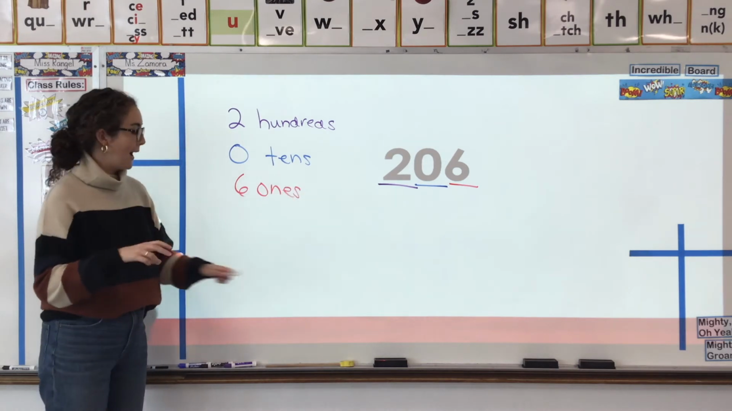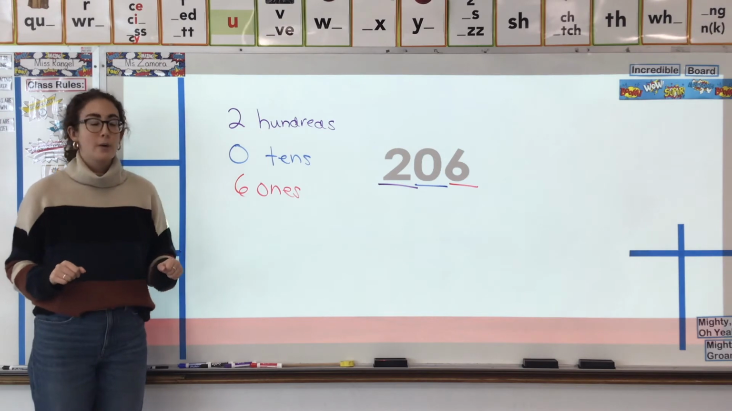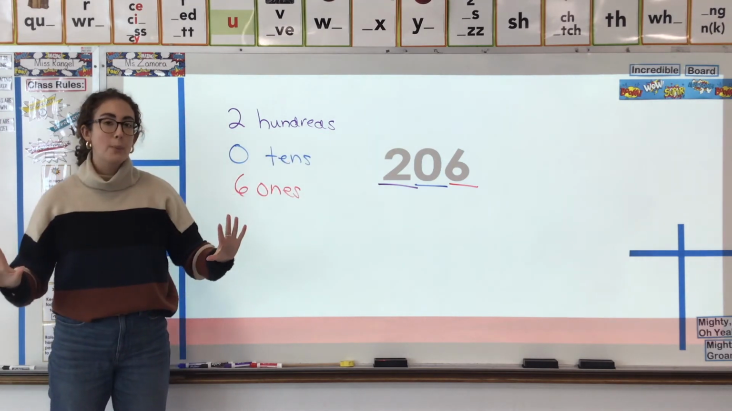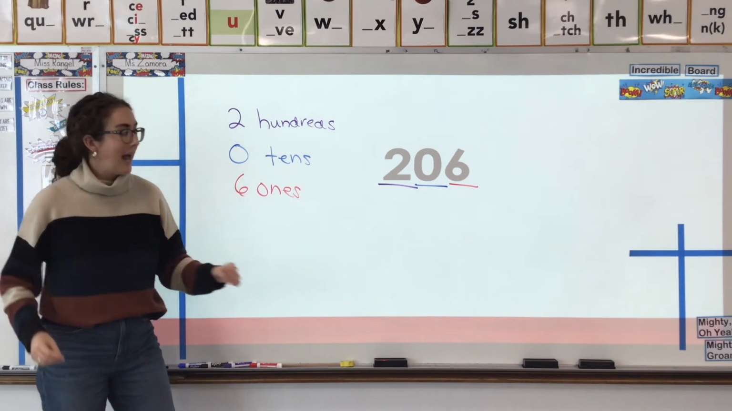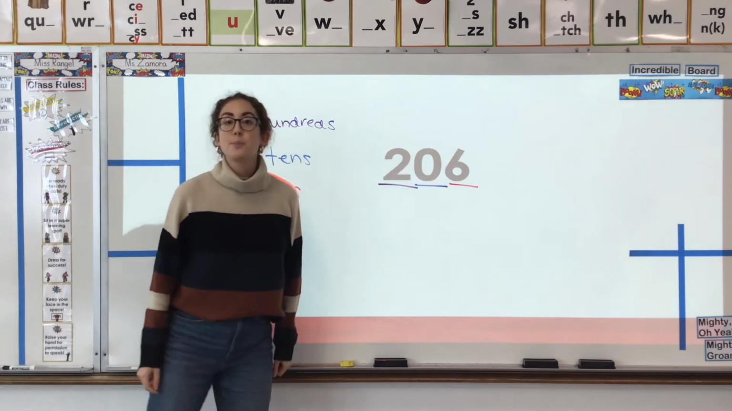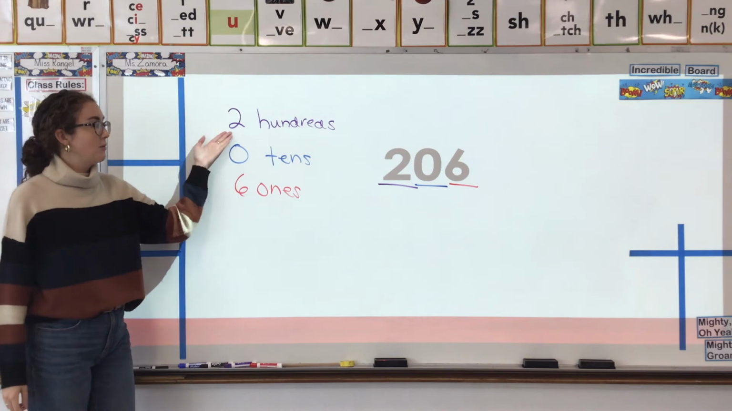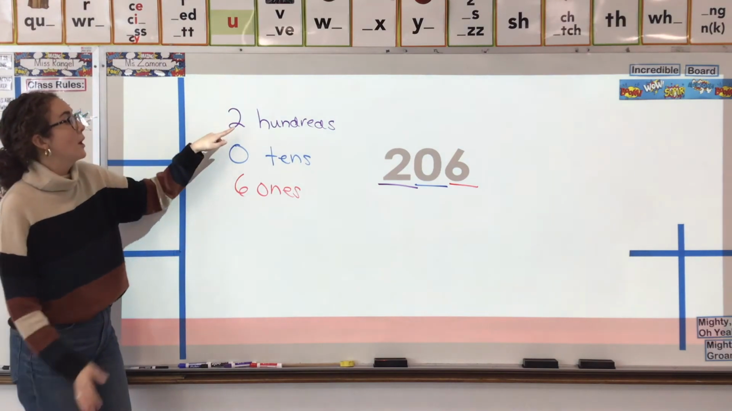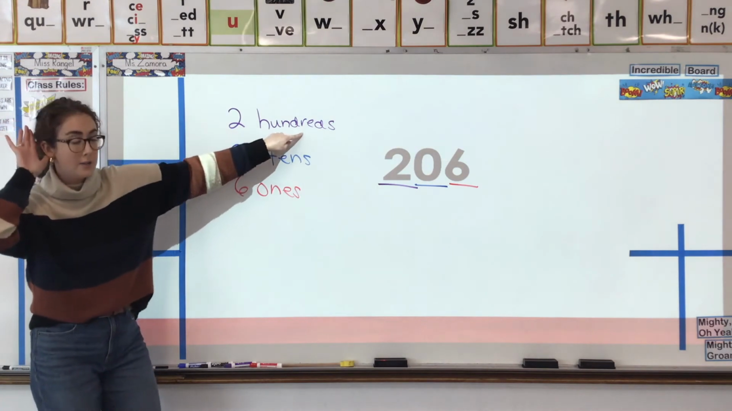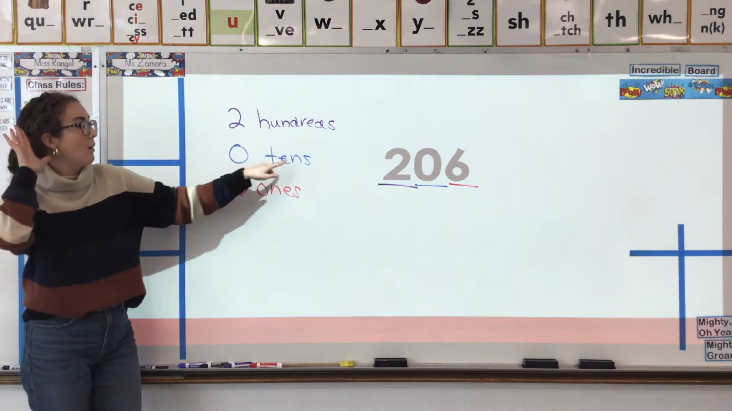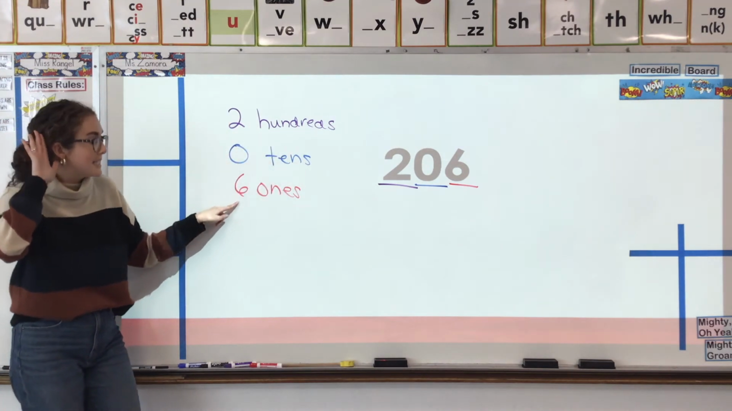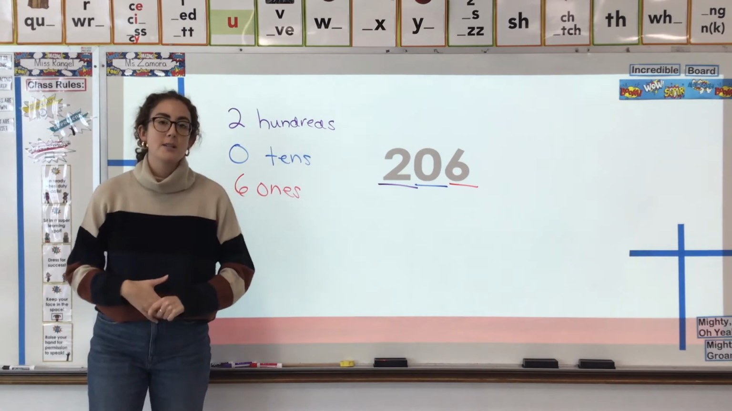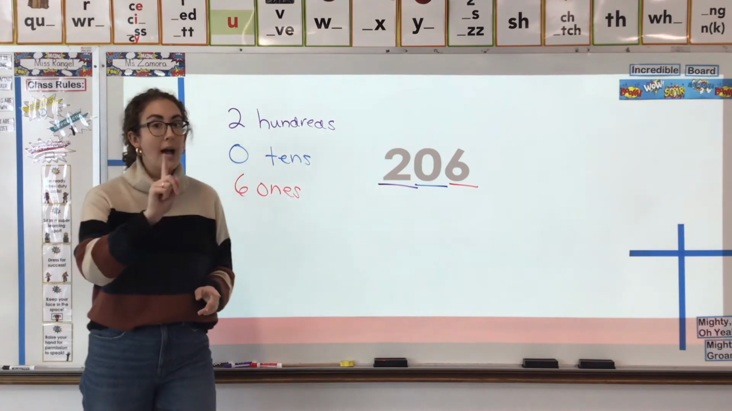Good job. So in 206, we broke this number apart and we showed how many units of each place are there. So can you read it with me? What is this number in unit form? We have 2 hundreds, 0 tens, 6 ones. Good job, Super Scholars. Okay, we're going to try one more of these.